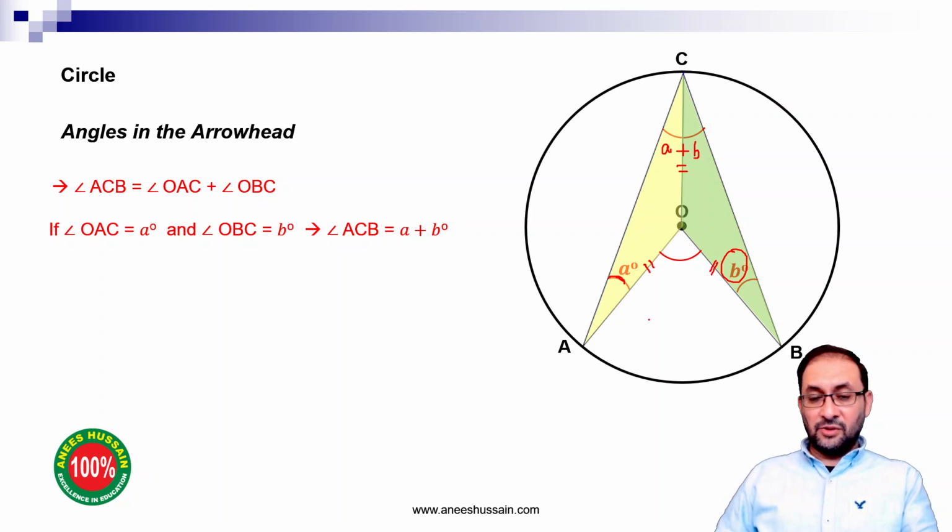And also remember the fact that because these triangles are extended by the same chord, which is chord AB, and since the angle at the center is always twice the angle at the circumference, if the angle at the top, ACB, is A plus B, then the angle AOB, which is at the center, would be twice A plus B.